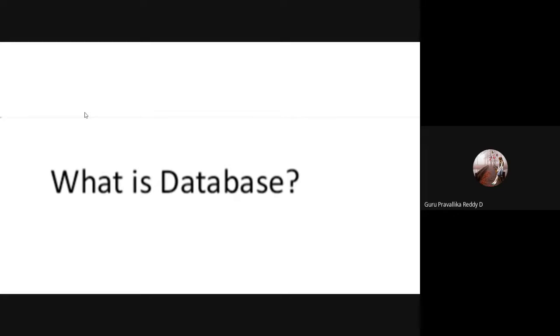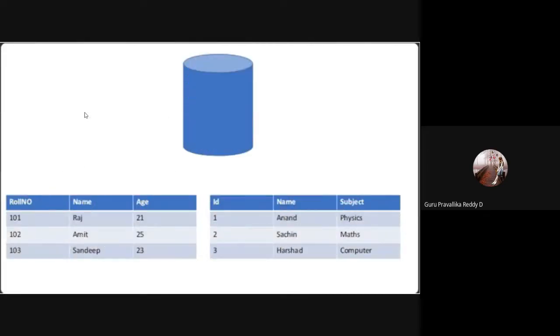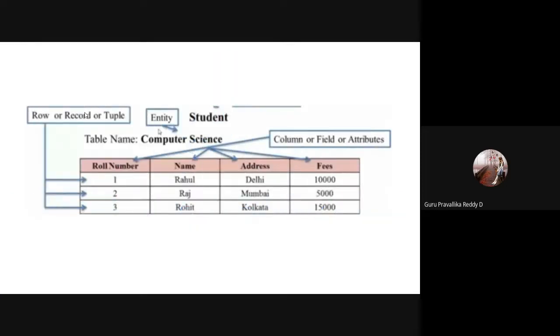A database management system is software that interacts with the user, applications, and the database itself to capture and analyze the data. So here is the example. The database will look like this, and these are rows, or records, or tuples. Entity, table name, column or field or attributes.